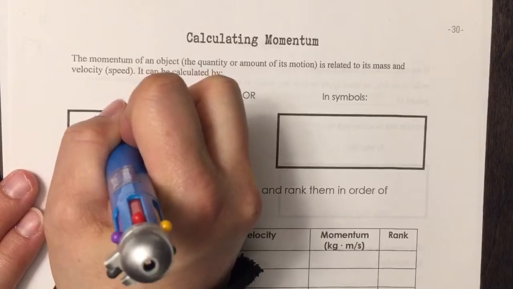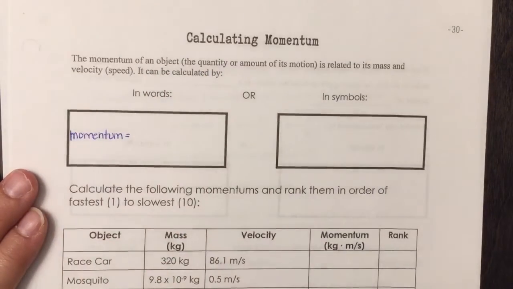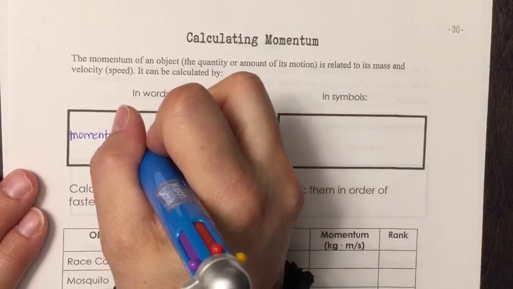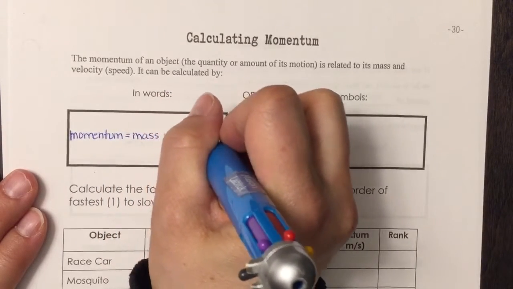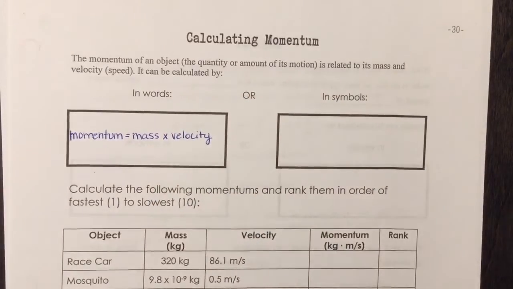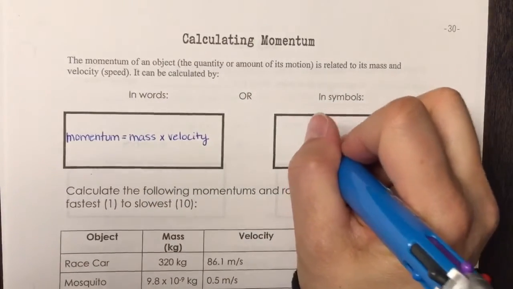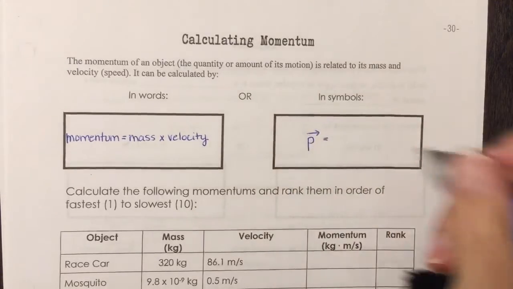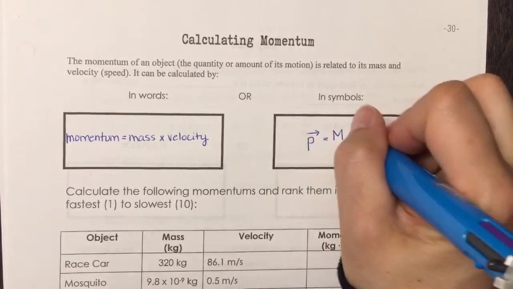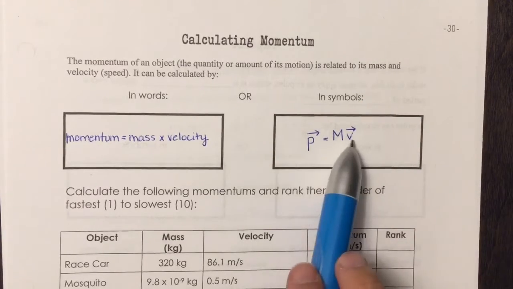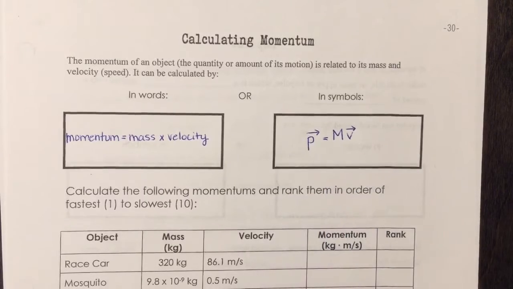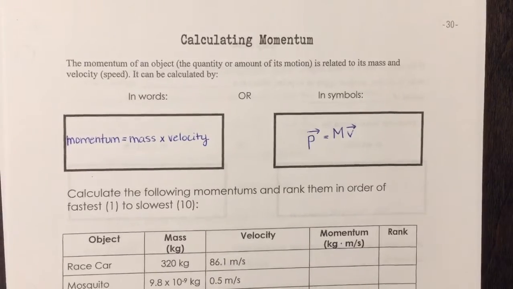Momentum equals mass times velocity. Okay, and in symbols, momentum is P with an arrow over top, mass is capital M, and then velocity is V with the arrow over top, because these are both vector quantities. Awesome. So that's the equation that we're working with. Okay, let's turn the page. Flip it over.